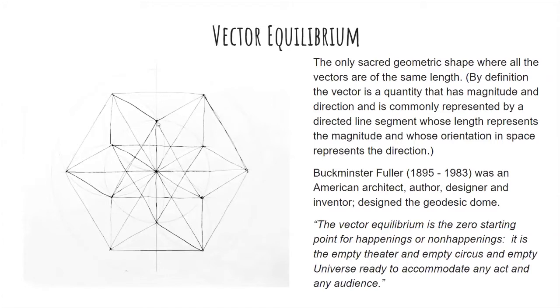The vectors we're talking about radiate from the center and connect the edges, so it consists of equilateral triangles. The vector equilibrium is the zero starting point for happenings and non-happenings. It is the empty theater, an empty circus, an empty universe ready to accommodate any act and any audience.